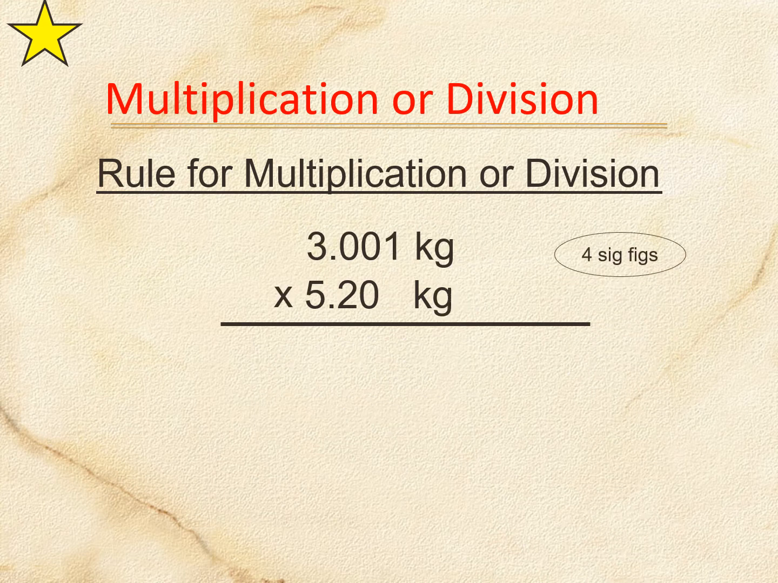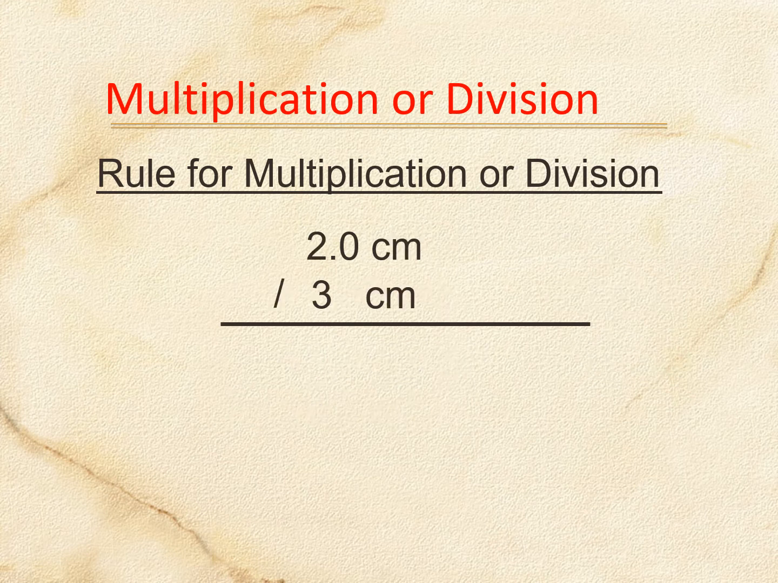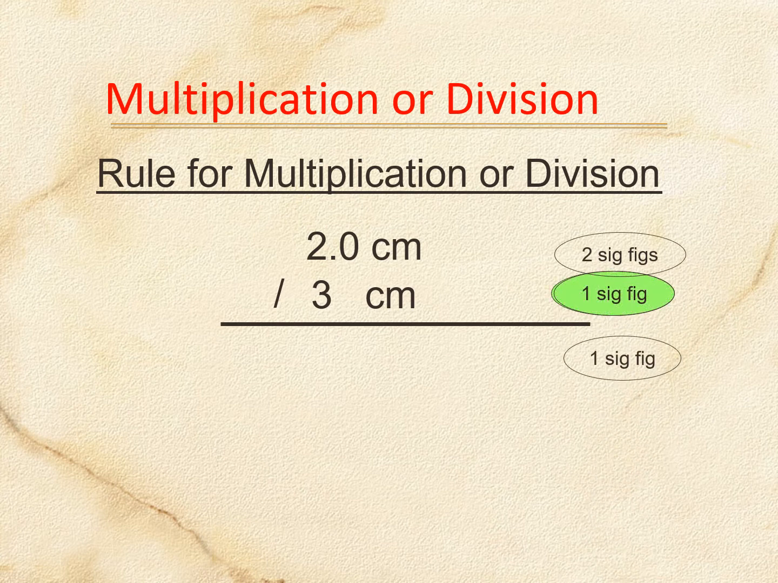3.001 is 4, 5.2 is 3. So the answer can only have 3 sig figs. So you round to 15.6. 2 divided by 3: 2 sig figs, 1 sig fig. Answer can only be 1 sig fig. And 0.6667, you're going to round to 0.7. 1 sig fig.